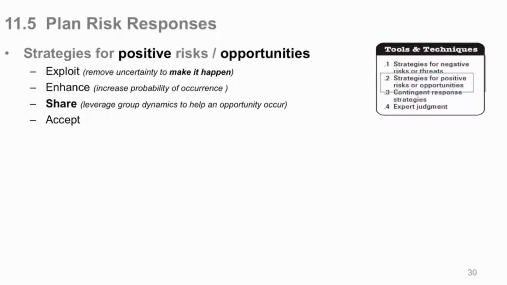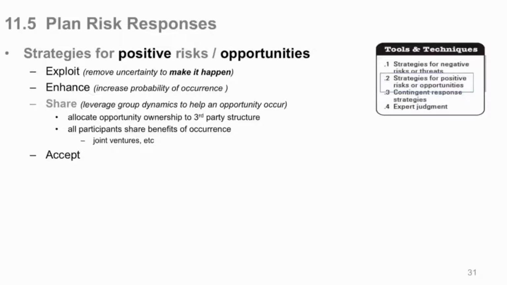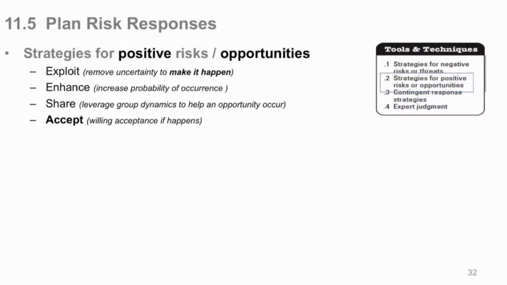Share the risk, the opportunity. You can leverage other groups and dynamics to help you. You're not alone in this. Have other people help you, depending on the context of your opportunity risk, to help make it occur. Allocate opportunity ownership to a third-party structure so they can be working on this risk, making it happen. Now, all participants would share in the benefits of that occurrence. Joint ventures are one example of that, where the people get together and make risky things happen to their advantage.